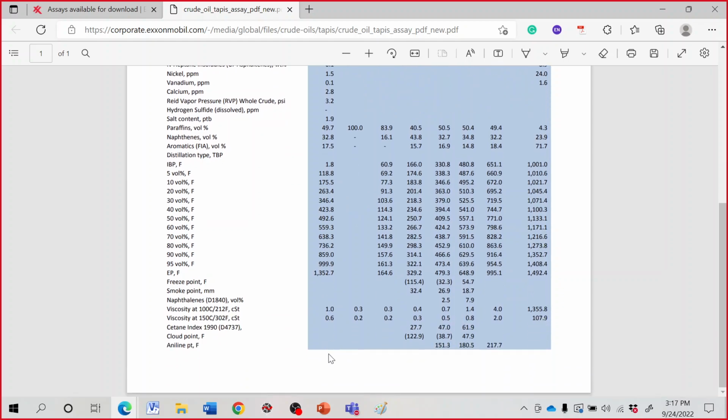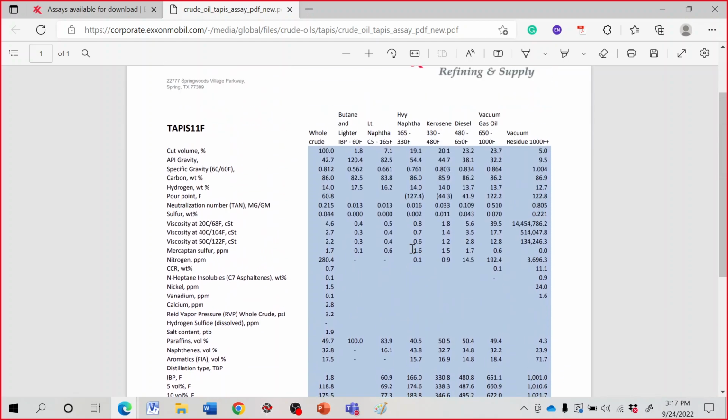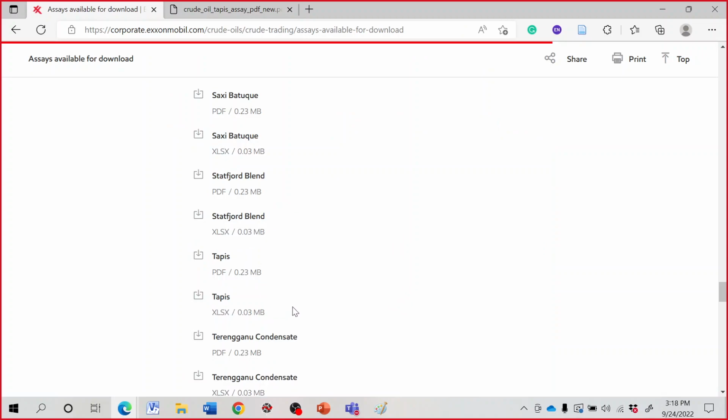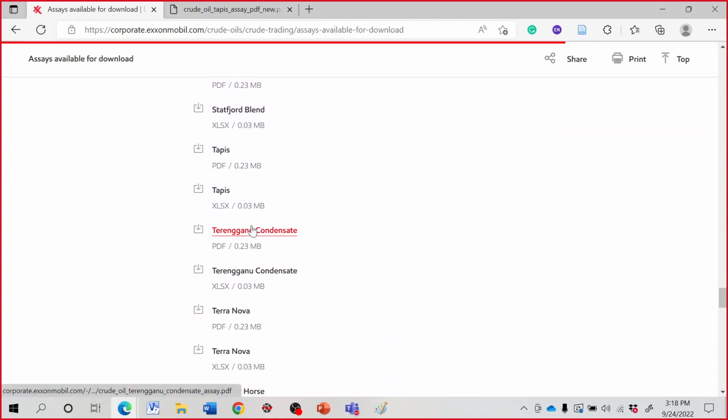And then the light naphtha, heavy naphtha, kerosene, diesel, gas oil, vacuum, and then the residue. You have them all, so you can just glance through. So different kinds of condensate.